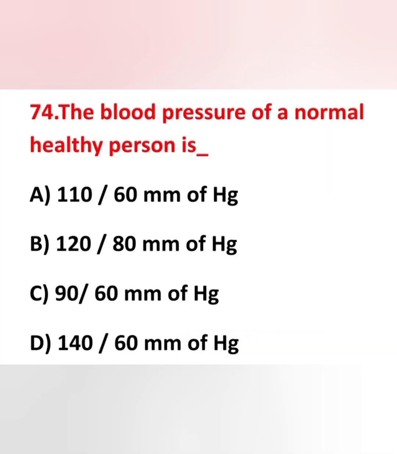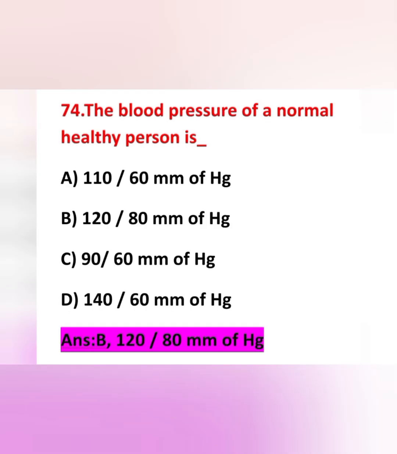Question number 74. The blood pressure of a normal healthy person is. Options are option A 110 by 60 mmHg, option B 120 by 80 mmHg, option C 90 by 60 mmHg, and option D 140 by 60 mmHg. And the question is normal blood pressure of a healthy person is option B 120 by 80 mmHg.